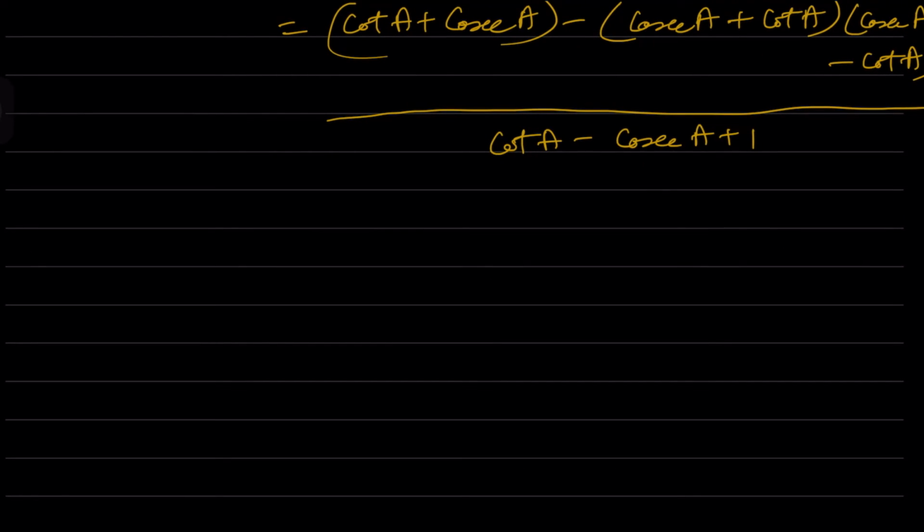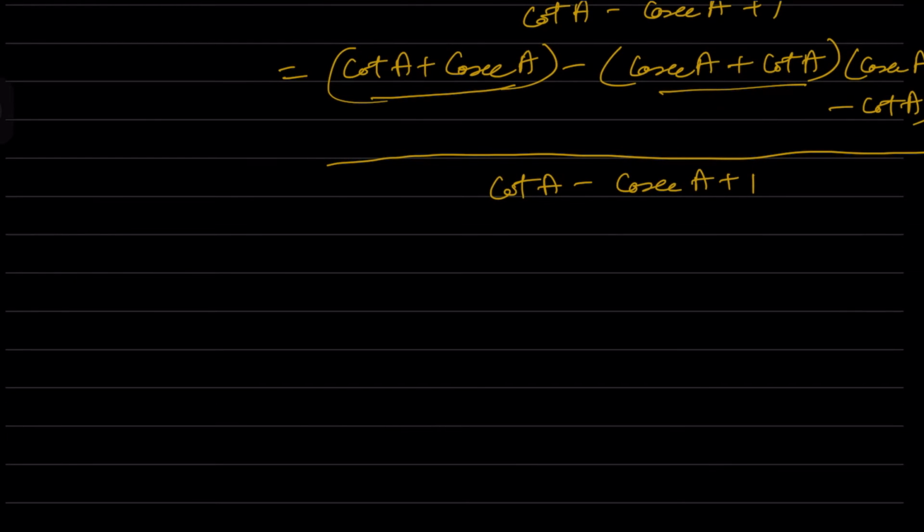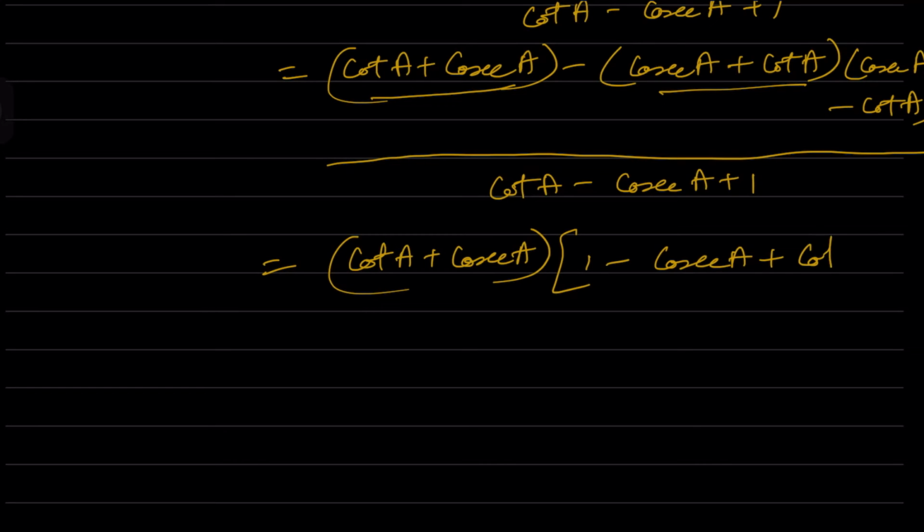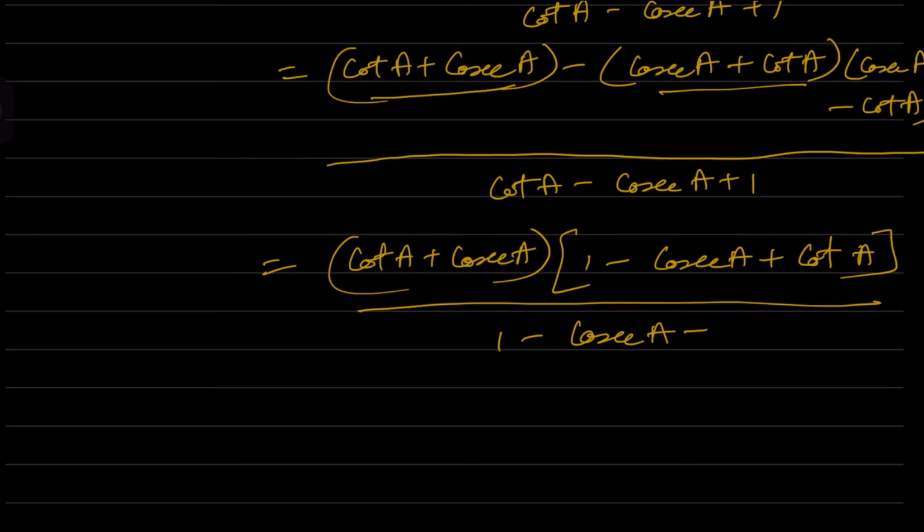So now we can take out one of the terms common over here. We can take out cot A plus cosecant A common in both of them. So this will become cot A plus cosecant A. If I take out common here, I'll get 1 minus cosecant A plus cot A, divided by, I can write this in the denominator as 1 minus cosecant A plus cot A.